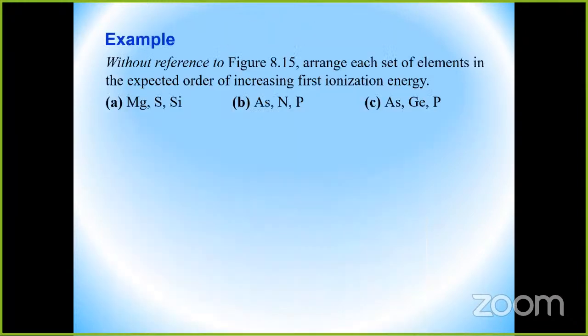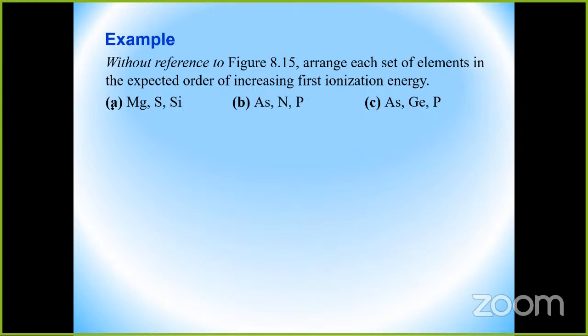All right, so some more questions here. Again, with only reference to the periodic table, we're going to answer these questions. So this question says, arrange each set of elements in expected order of increasing first ionization energy. So basically, again, you're going to start from the lowest to the highest. Which will have the lowest, and then you continue until you get to the highest.